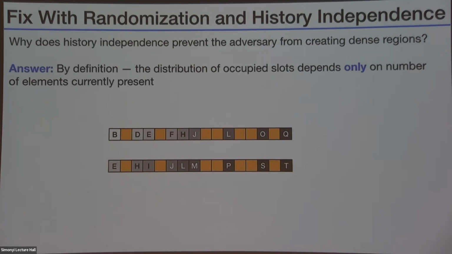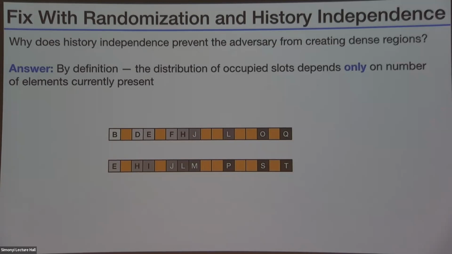in the definition of history independence, the distribution of slots depends only on the number of elements currently present, meaning that the adversary can't do something really clever and insert things in a particular order and expect to create dense regions. No, the dense regions are only based on the number of elements currently present. And so the adversary basically has no hand. Whatever the adversary does in the past is completely independent of the structure of the current array.